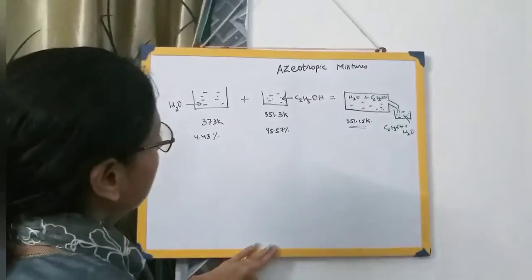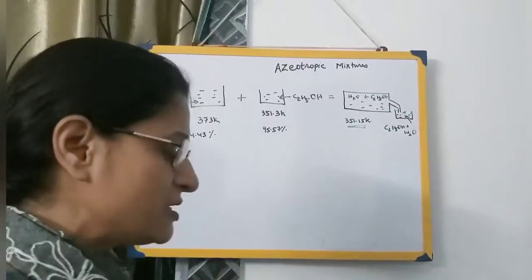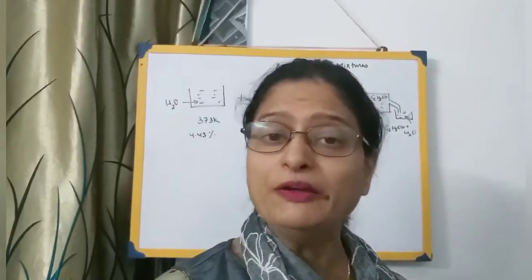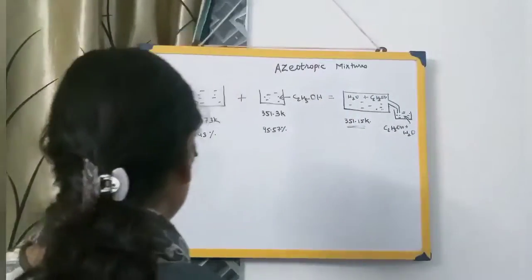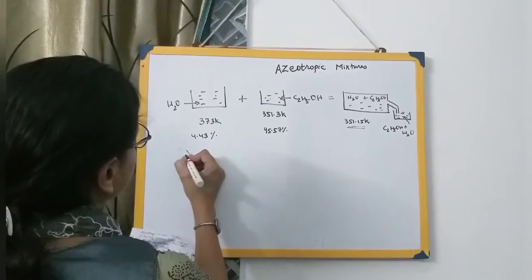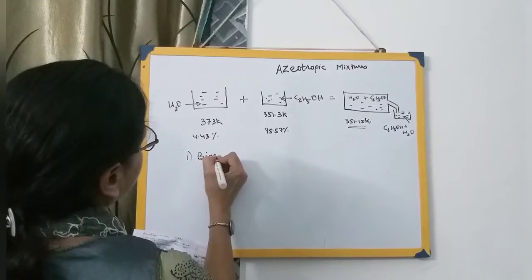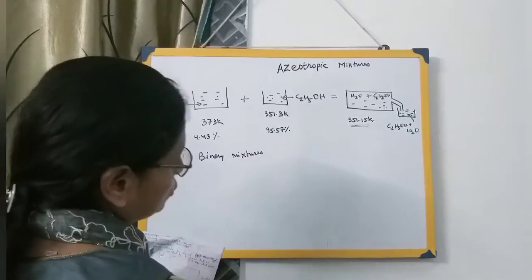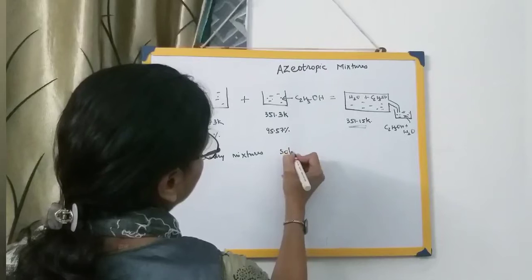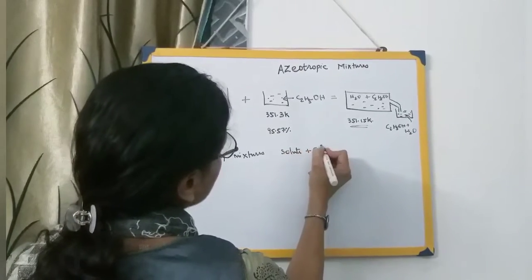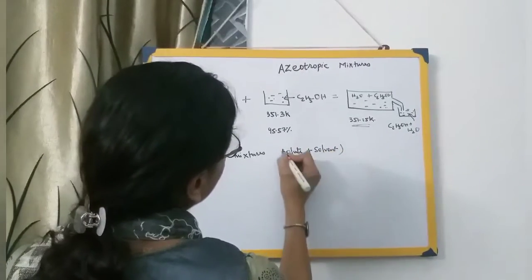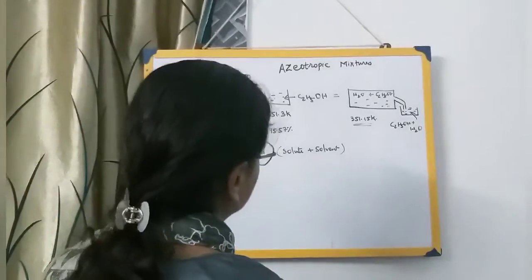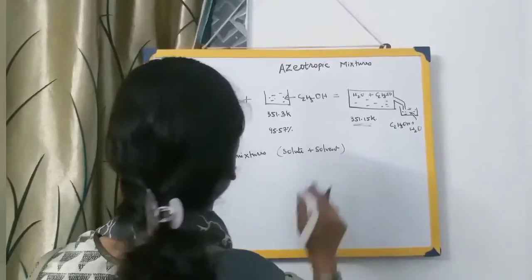So now you're clear with the azeotropic mixture. Let's move on to the characteristics of the azeotropic mixture, that is, which types of solutions will form the azeotropic mixture. First of all, they should be binary mixtures. Binary mixtures means two components, that is solute plus solvent. Now which one will be the solute and which one the solvent? You all know there are various criteria for deciding this. I will not go into detail on this.